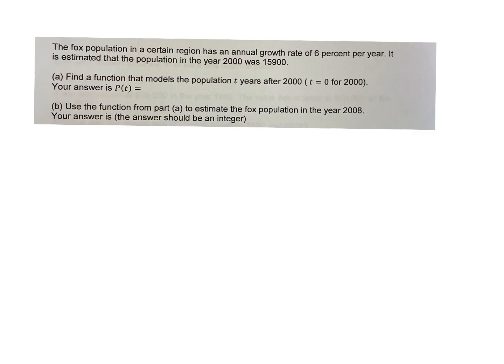This question is talking about a fox population in a certain region, and it says that you have annual growth rate of 6% per year. All right, so I'm going to put rate is 6%, and it is growth. Okay, next thing it tells us is that it's estimated that the population in the year 2000 was 15,900. And then I'm going to go ahead and look right here, and it says t equals 0 for the year 2000. So I have ordered pair point 0, 15,900.